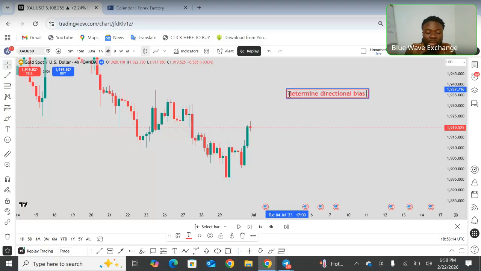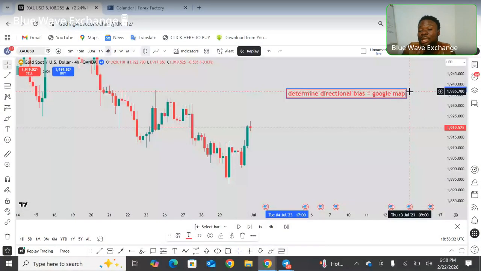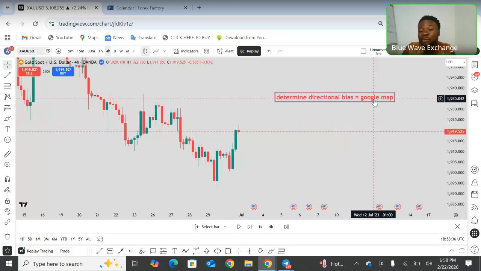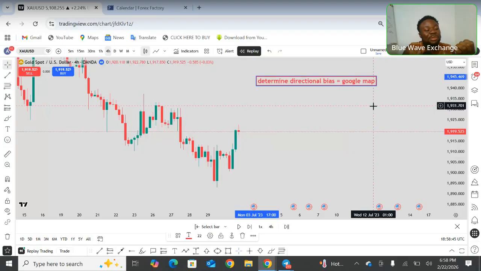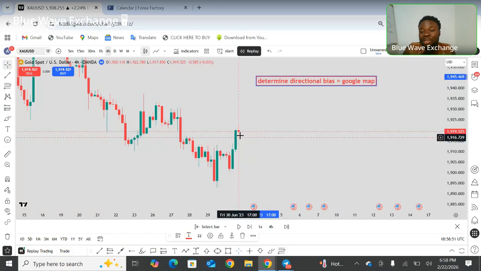The directional bias time frame is going to be my Google map. If the map is telling me to use this lane, I'm going to use this lane. Sometimes if you are following the map, it will take you to the forest, different from where you are even going. So sometimes you can follow the map and still you will lose. It's part of the game.